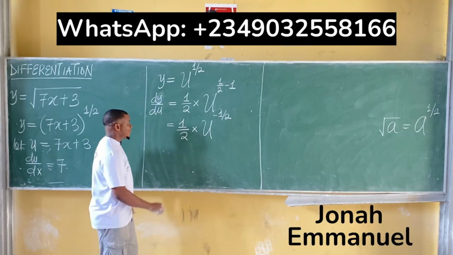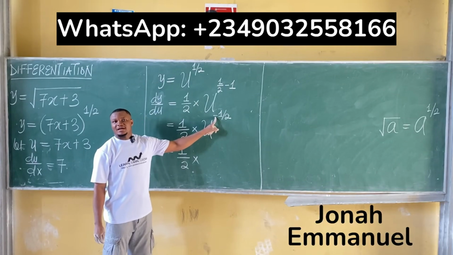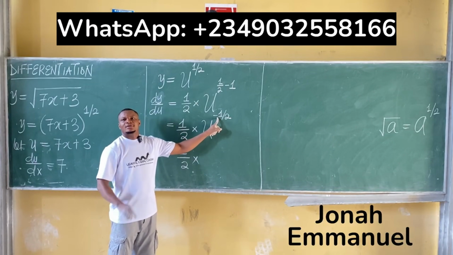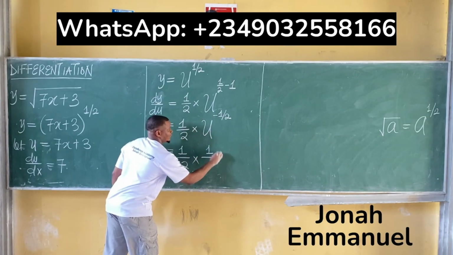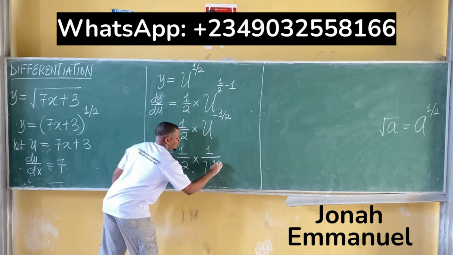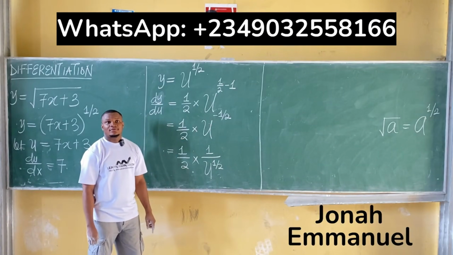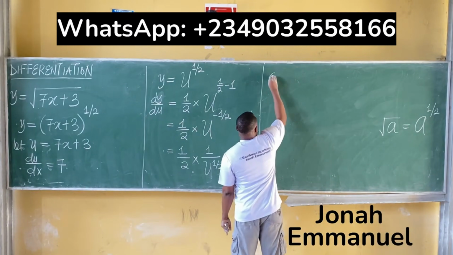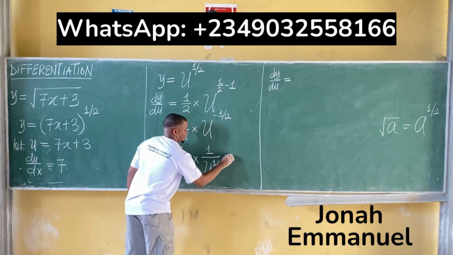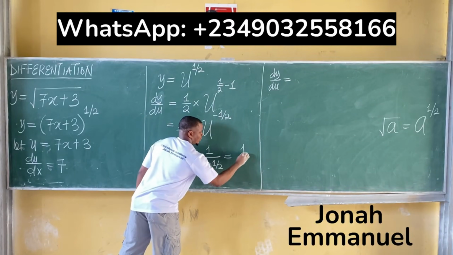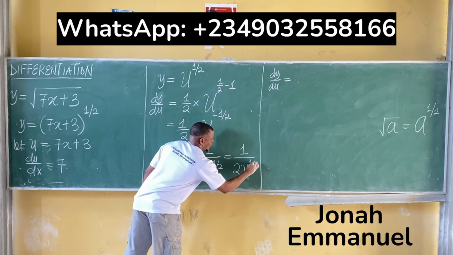Please watch this. This now becomes 1 over 2 times u to the power negative 1 over 2. If you have a negative there, what does it mean? How do I remove this negative from indices? Take inverse. To take off the negative, I'll now put 1 all over u to the power 1 over 2. Please, this is indices. In indices, for you to take off the negative, just take inverse. That means that dy du is equal to 1 times 1, 1 all over 2 times u to the power 1 over 2.